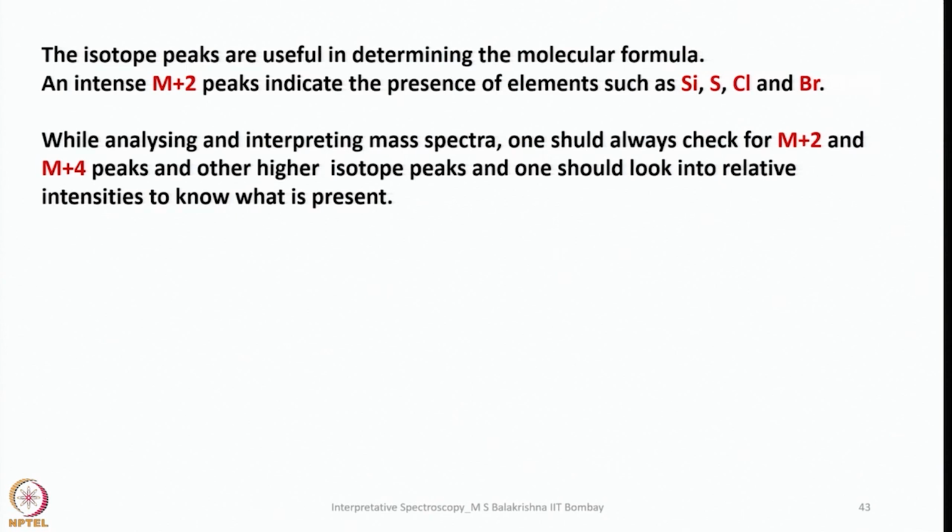An intense M plus 2 peak indicates the presence of elements such as sulfur, silicon, chlorine and bromine. That means in our sample, when we subject it to mass analysis, if we have silicon, sulfur, chlorine or bromine, we will see an intense peak due to the M plus 2 unit. So while analyzing and interpreting mass spectra, one should always check for M plus 2 and M plus 4 peaks and other higher isotope peaks as well.